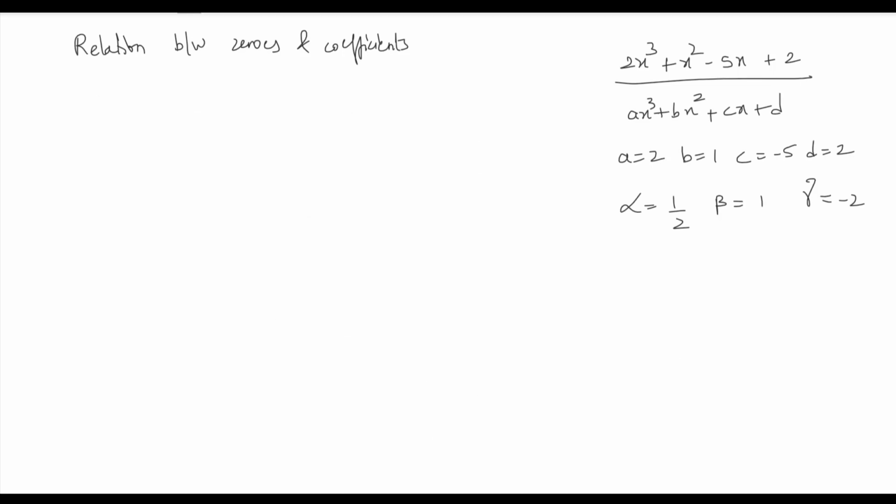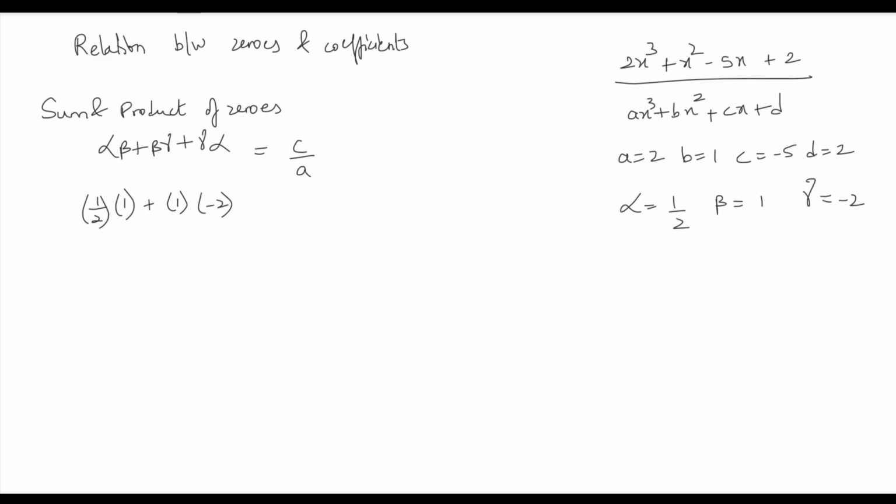Now we have to do sum and product of zeros. That is alpha beta plus beta gamma plus gamma alpha, which is equal to c by a. Alpha here is 1 by 2, beta is 1, beta again 1, gamma is minus 2, plus gamma minus 2, alpha is 1 by 2, which should be equated to c by a. C here is minus 5 and a is 2.